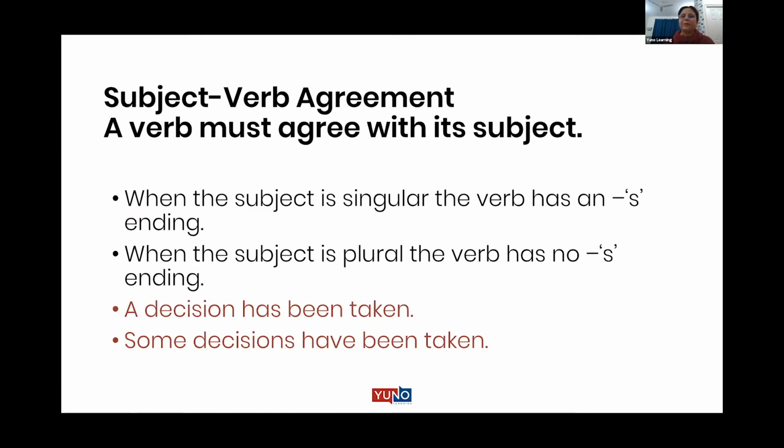The basic thing that you need to remember is that a verb must agree with its subject. If the third person subject is singular, then the verb has an S ending. And if the third person subject is plural, then it does not have any S ending. So, a decision has been taken. Some decisions have been taken. A decision, singular, so here we have has. Some decisions, this is plural, so here we have have. This is a basic thing that we need to remember.